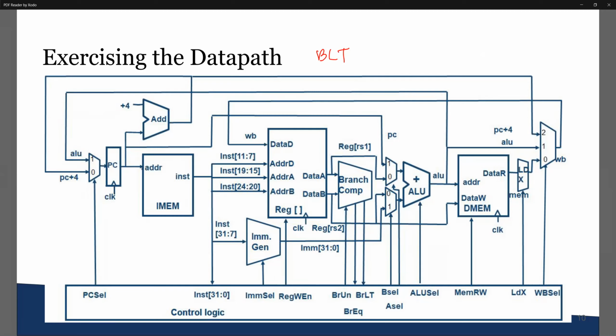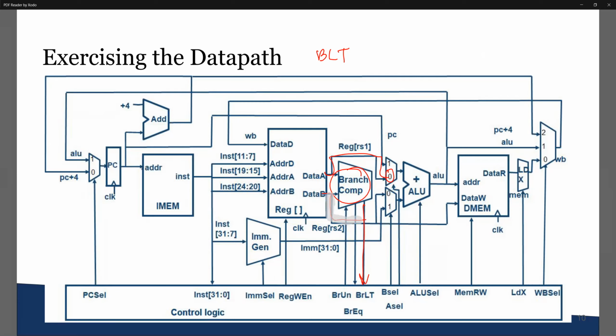So we access the registers, RS1 and RS2, and get the data out, and then go to the branch comparator. As the branch comparator is executed, we will have the B select signals choose 1 to get the PC value and immediate value for the ALU. I see.